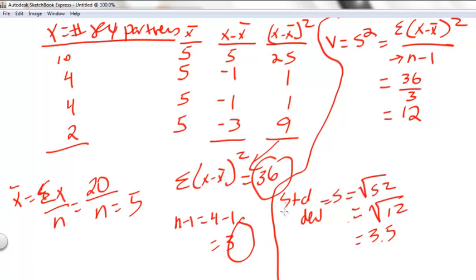Okay, the mean was 5, and the standard deviation is 3.5. Okay, so that's the average deviation score from the mean across all the observations.